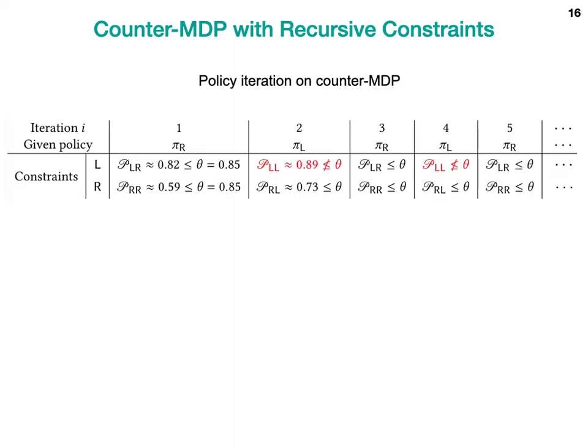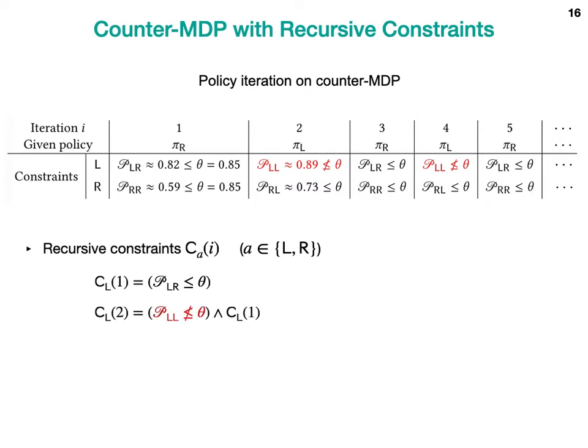The counter MDP had this oscillation problem in running policy iteration. And the idea of recursive constraints is to define the constraint recursively over the axis. For example, the recursive constraint for choosing action L at iteration 1 is the same as that in the table, but at iteration 2, we define the recursive constraints as a conjunction of the constraints at iterations 1 and 2, which we can write like this explicitly.